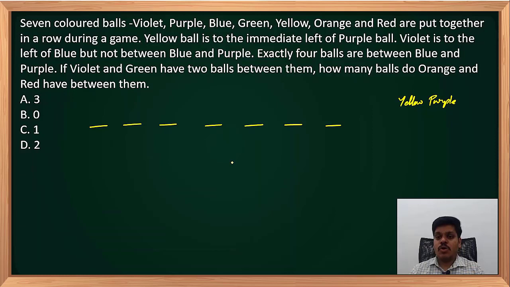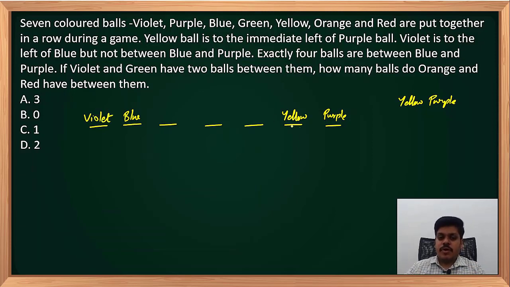Exactly 4 balls are between blue and purple. So if I am marking purple here and yellow here, first case, then blue, exactly 4 balls between blue and purple, 1, 2, 3, 4. So blue can be here only. Then also violet is to the left of blue, but not between blue and purple. So in between we cannot accommodate violet, but violet can be here.